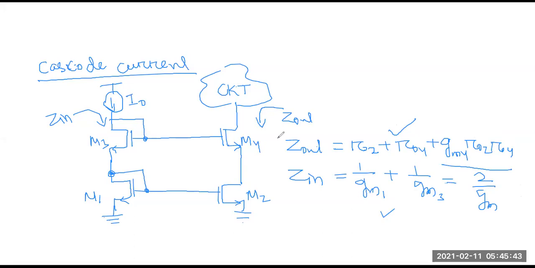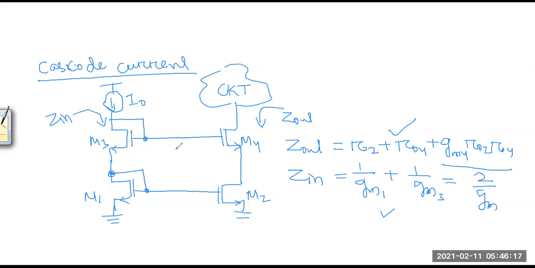But in lower technology, this current mirror is not good. Why? For this current mirror, the headroom required will be higher. For example, suppose 65 nanometer or even 130 nanometer, the supply voltage is 1.2 or 1 voltage. For that, if the transistor VT is 0.5 voltage, this type of topology cannot be implemented.